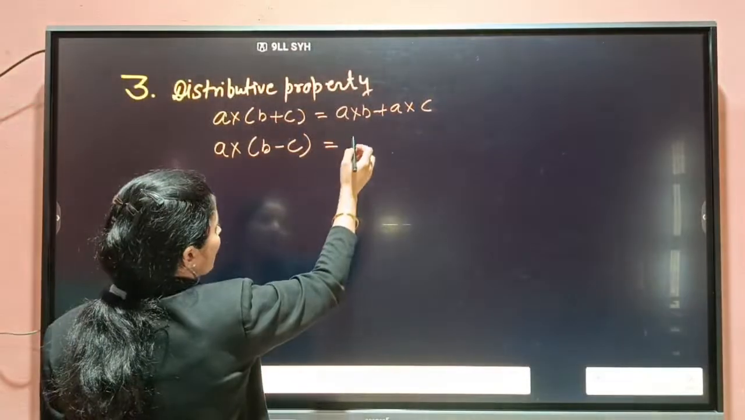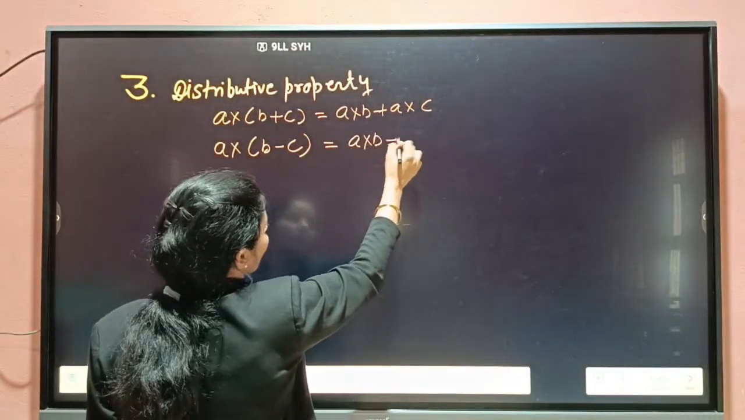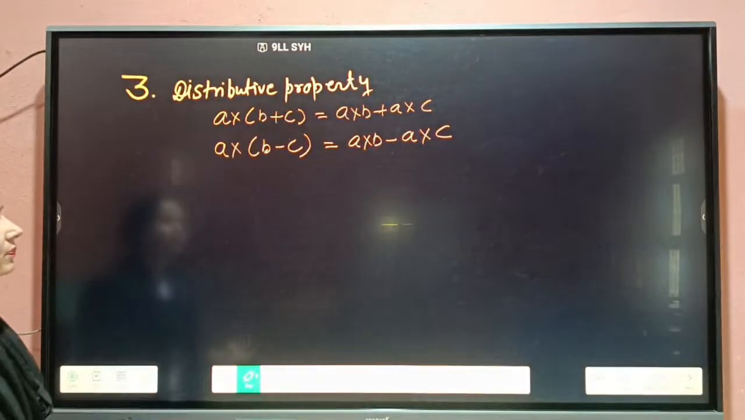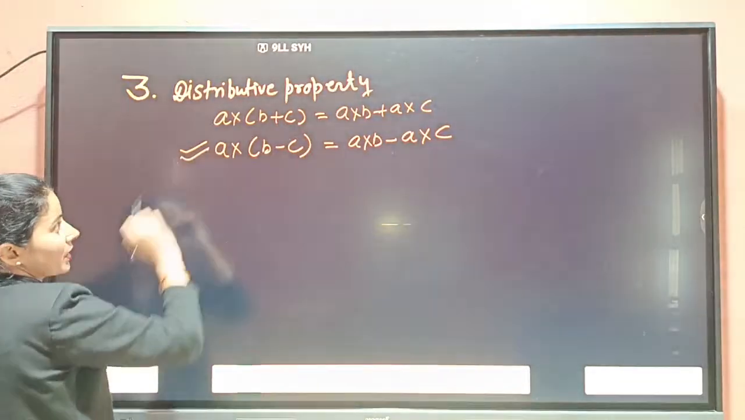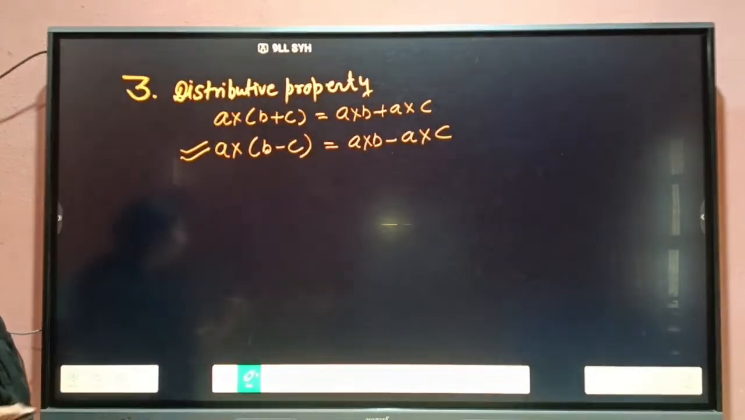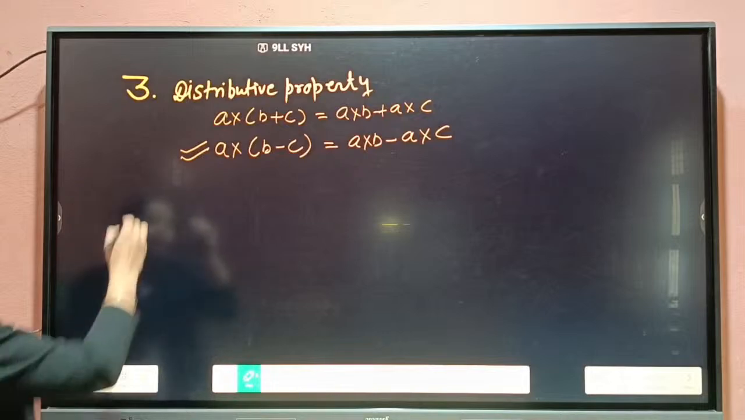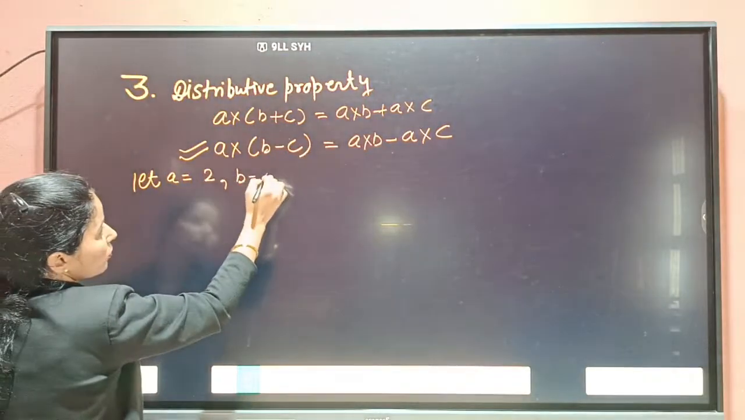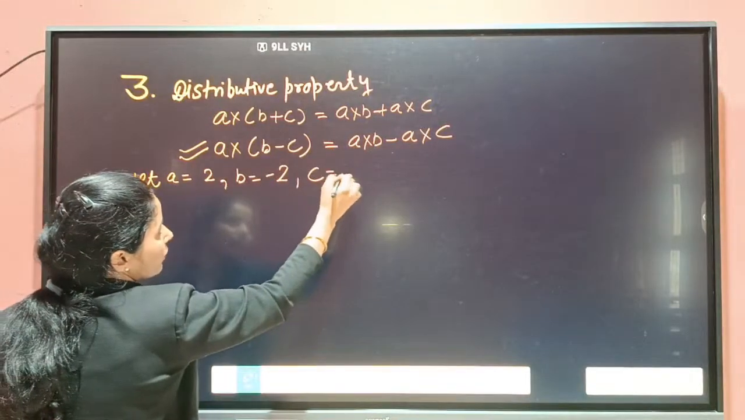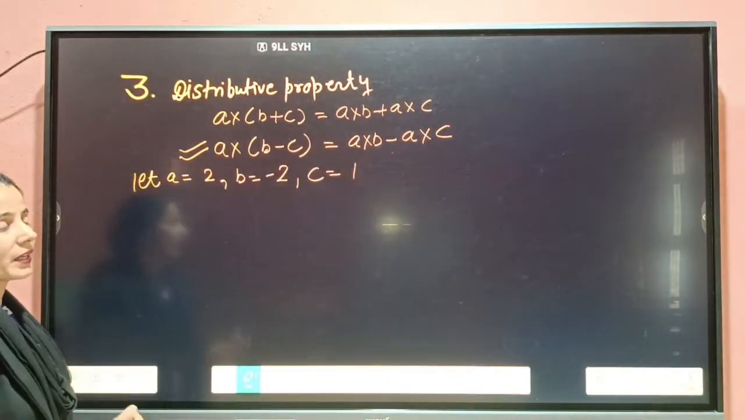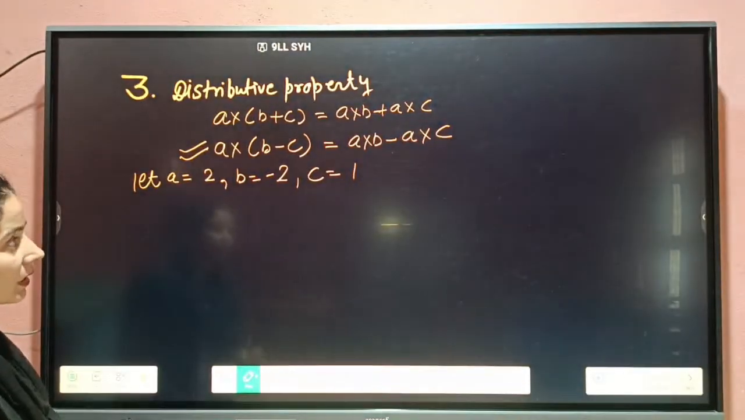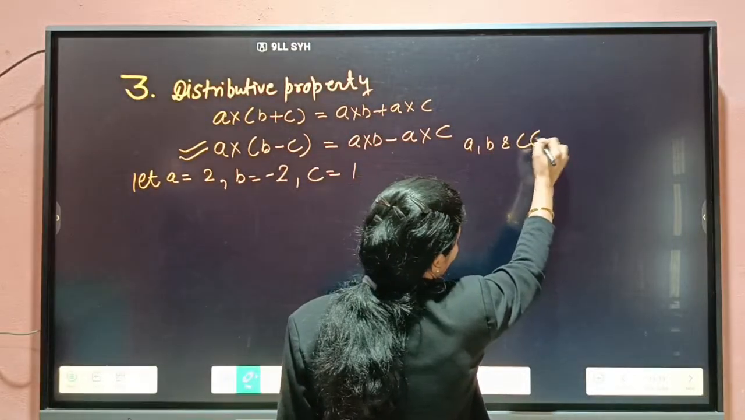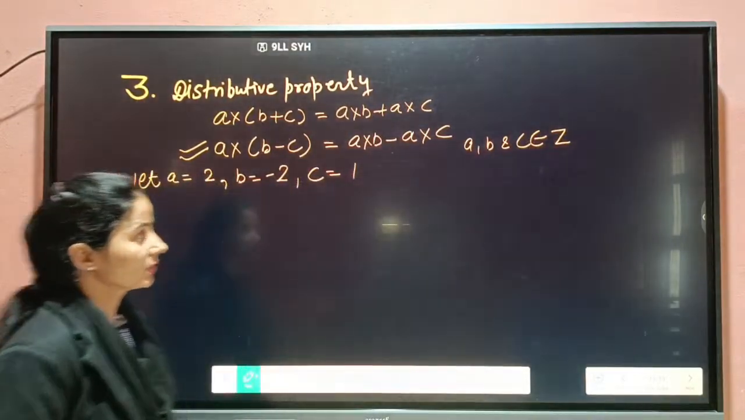So it must be like this: A into B minus A into C. Let us check out this property by taking particular values of A, B and C. Let A equal 2, B equal minus 2 and C equal 1. You can choose any other values, but A, B and C must belong to the set of integers.